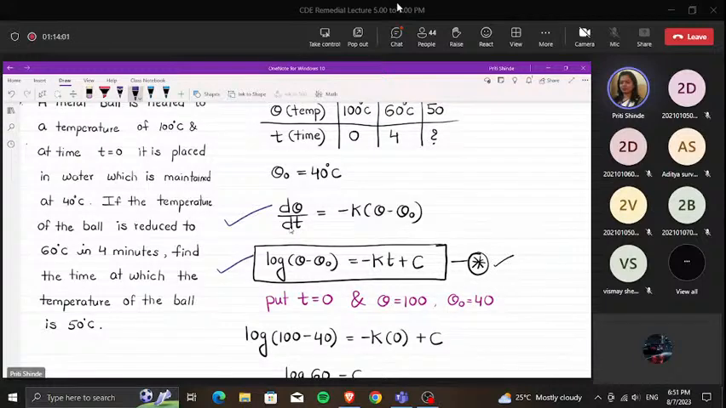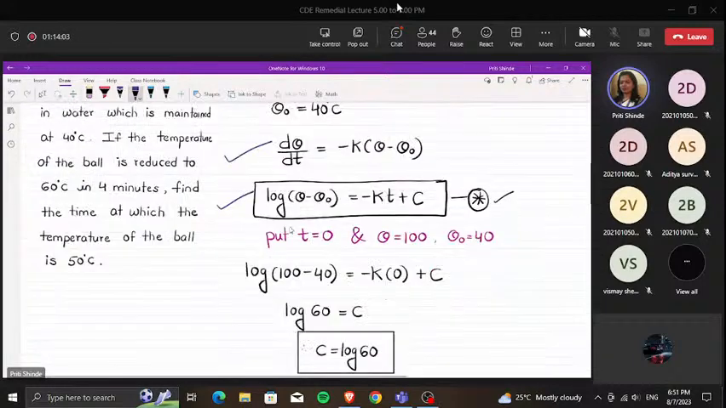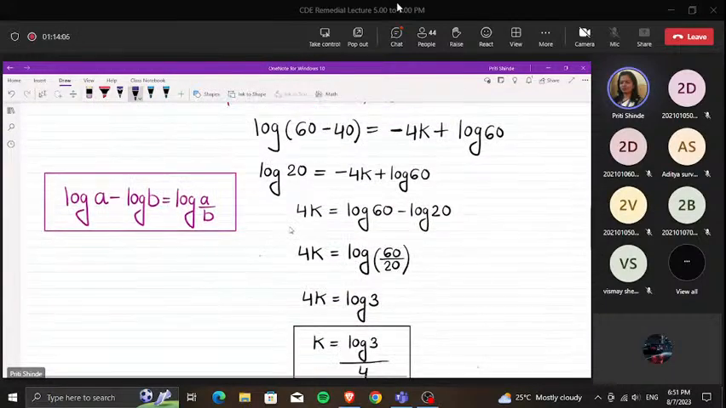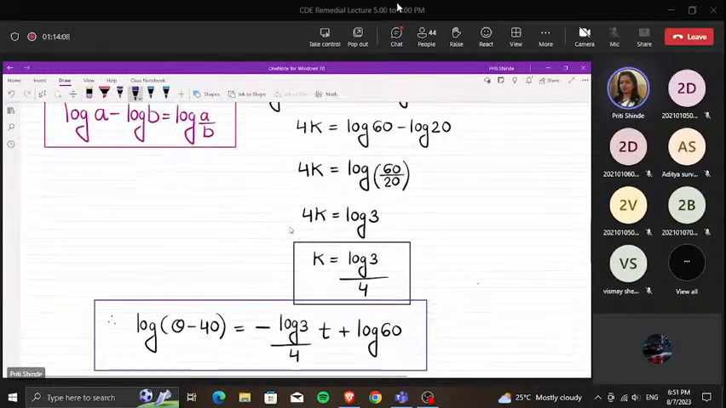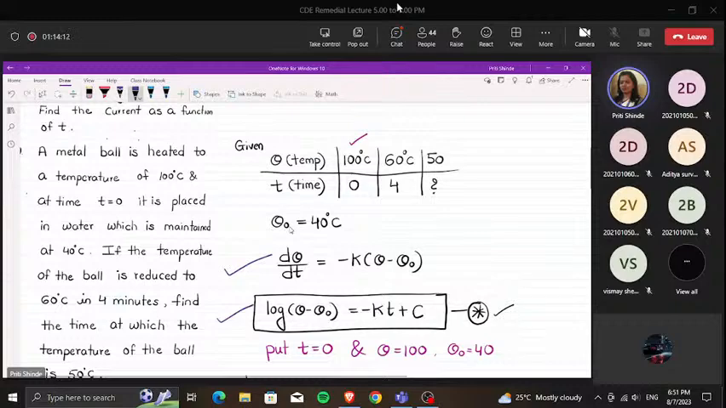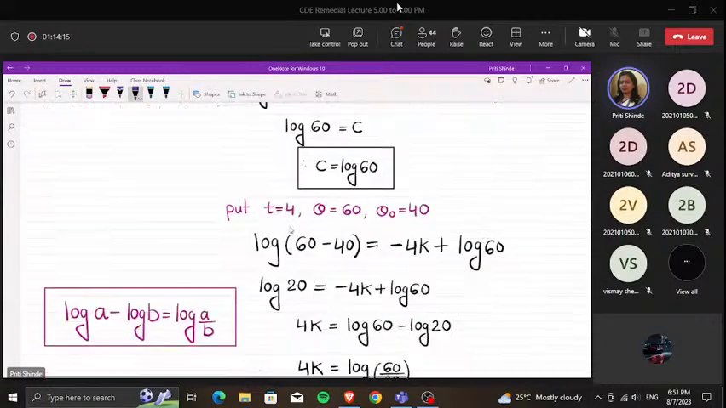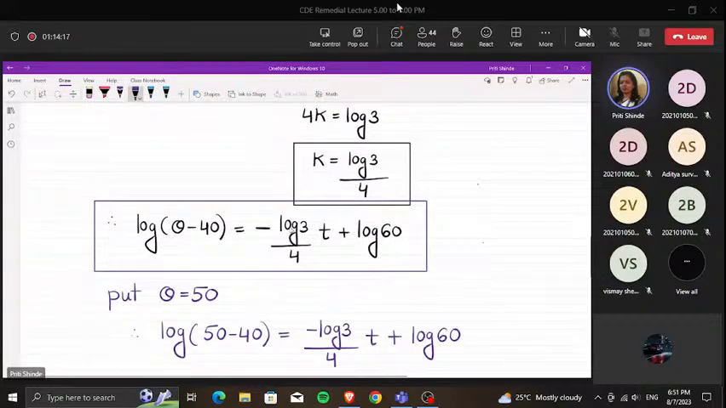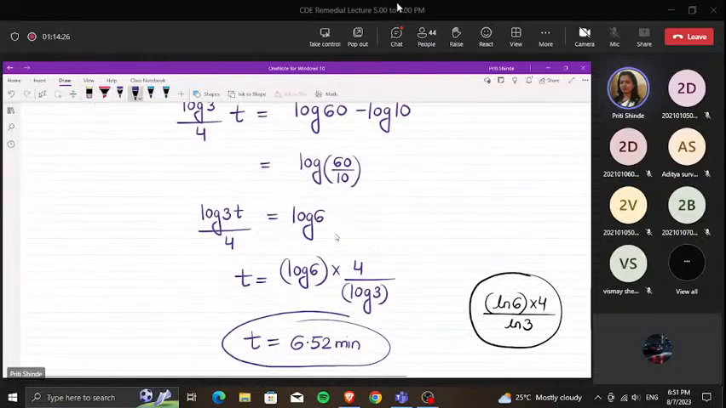Okay. Use first condition, find C. Use second condition, find K. Once you know the values of C and K, again using the same differential equation, replace your values of C and K and write down your general solution. So this is my general solution. Here theta is given, so replace theta. If T is given, replace T and find theta. Simplify and finally find your solution by using calculator. Use ln, log to the base e. ln 6 into 4 divided by ln 3.